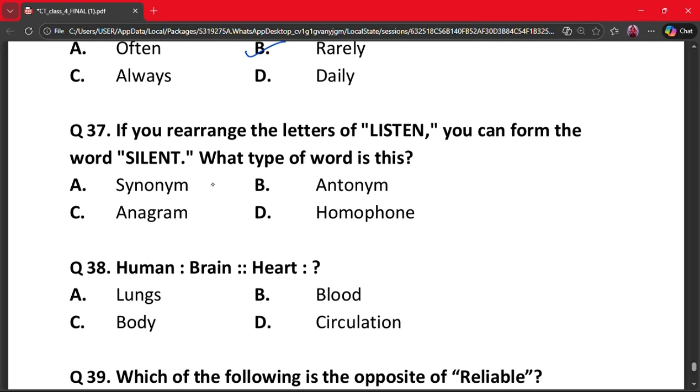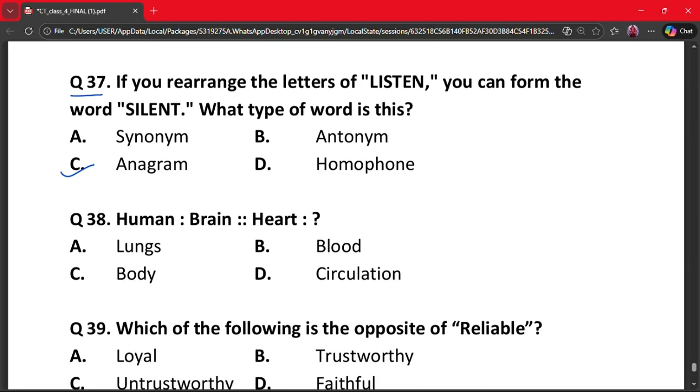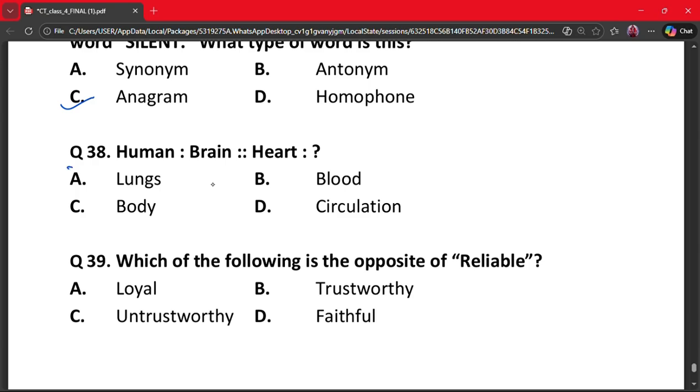Our next question is question number 37. If you rearrange the letters of listen, you can form the word silent. What type of word is this? A, synonym. B, antonym. C, anagram. And D, homophone. The correct answer is option C, that is anagram. Same letters rearranged means changes. This is anagram.